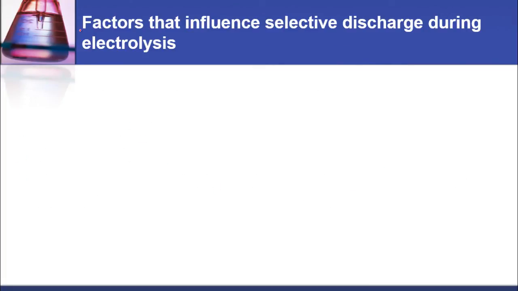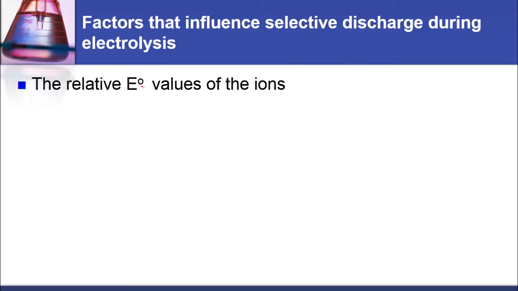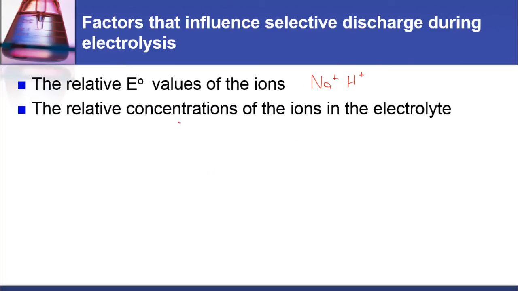Okay, so finally the factors that influence selective discharge. That's what we just looked at: which ion will be discharged? That's called selective discharge. So the three factors are the relative standard electrode potential values of the ions, and that's important for things like if you have Na+ and H+. The relative concentrations, so we looked at using a dilute or a concentrated solution of NaCl. And the nature of the electrodes, so for example, if you use carbon electrodes or you use copper electrodes. And that's it.